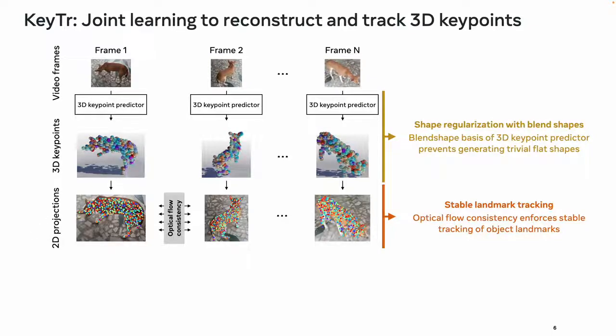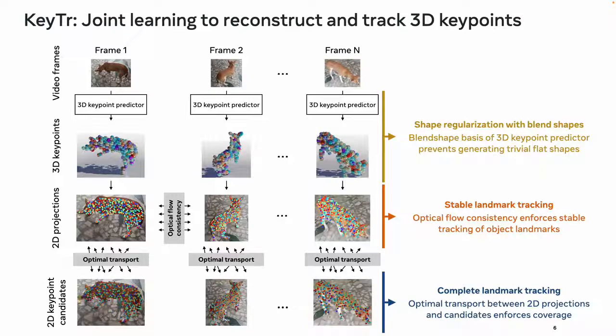Unfortunately, this loss by itself would force the keypoints to be the same keypoint tracking one landmark. And so together with that, we then optimize an optimal transport constraint, which takes the 2D keypoint projections and minimizes the matching energy between the projections and a set of 2D keypoint candidates extracted from the foreground of the image of every frame.